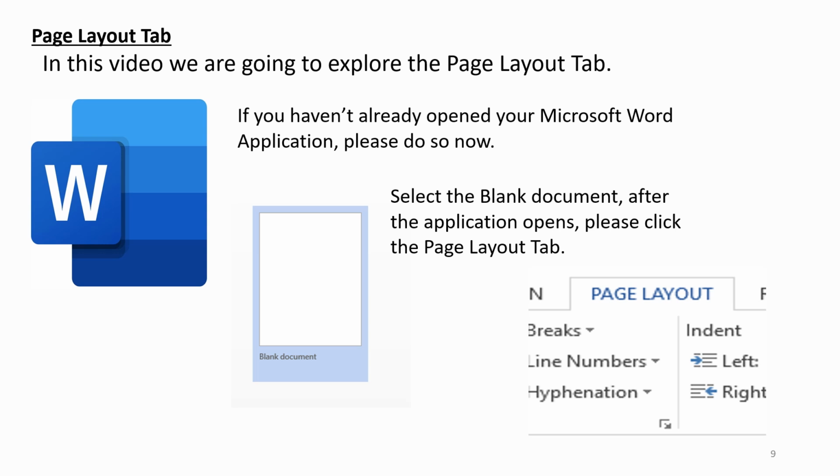Page Layout tab. In this video, we are going to explore the Page Layout tab. If you haven't already opened your Microsoft Word application, please do so now. Select the blank document. After the application opens, please click the Page Layout tab.